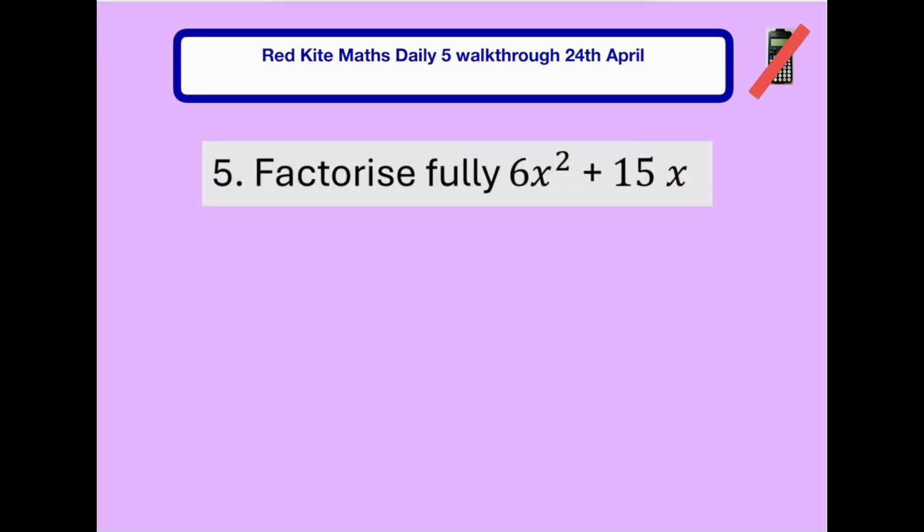Fully factorise 6x squared plus 15x. Now, don't get confused with factorise fully. It's just what we've been doing. When we see factorise, we think brackets, so we draw our brackets. And then we have to look at our 6 and our 15 and find our highest common factor, which will actually be 3. But we have an x squared, so we're going to put 3x outside the brackets. Then we have to think 3 times what is 6, and that's 2.